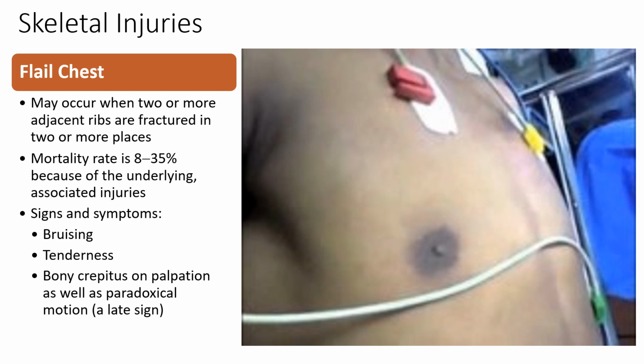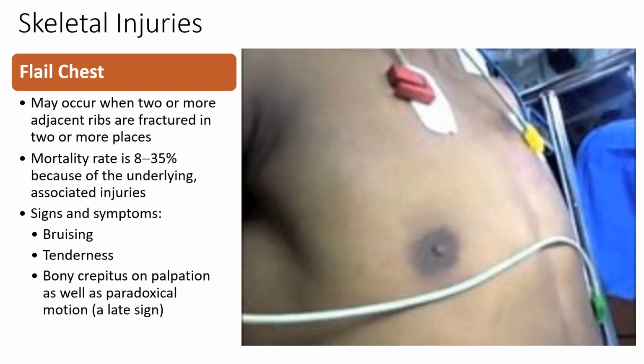What this does is provide a floating segment of rib that moves in a paradoxical motion, in the sense that as the chest wall goes out, the floating segment gets pulled in, and when the chest comes back in, the floating segment stays out. Some parts of this video are a little harder to see, but on some of these videos it's a little more clear, and you can see that very blatant movement that is contralateral to the rest of the chest, or paradoxical.